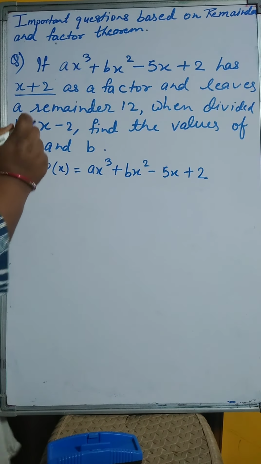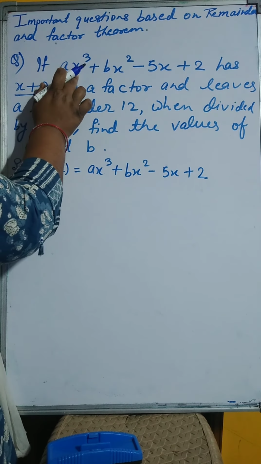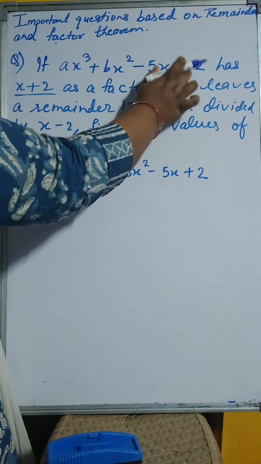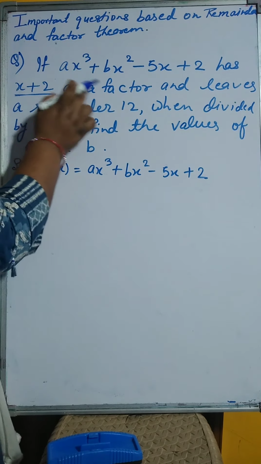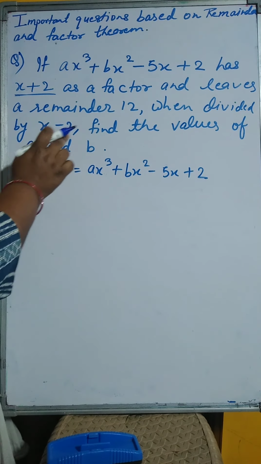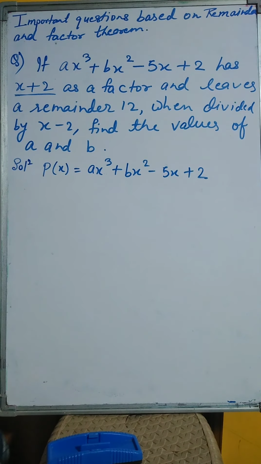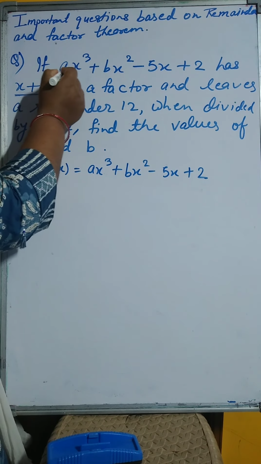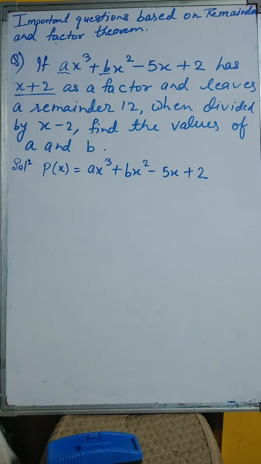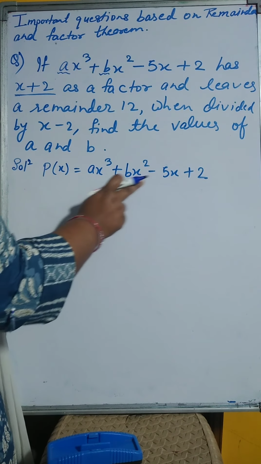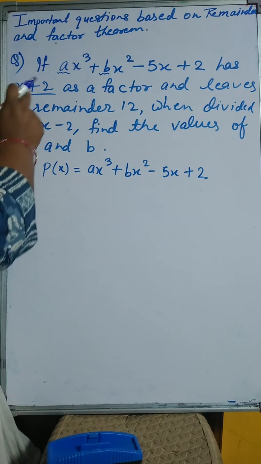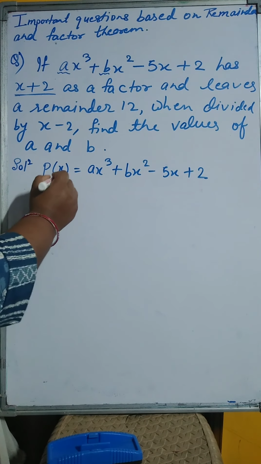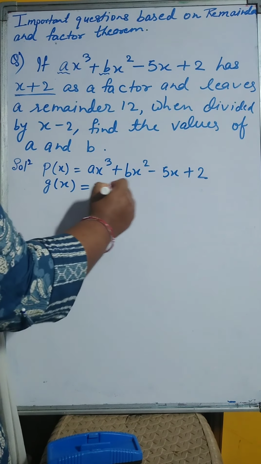So we'll discuss one more question: if ax cube plus bx square minus 5x plus 2 has x plus 2 as a factor and it leaves a remainder 12 when divided by x minus 2, then we have to find the values of a and b. For that, first we will assume p(x) as ax cube plus bx square minus 5x plus 2, and x plus 2 we will assume as g(x), x plus 2.